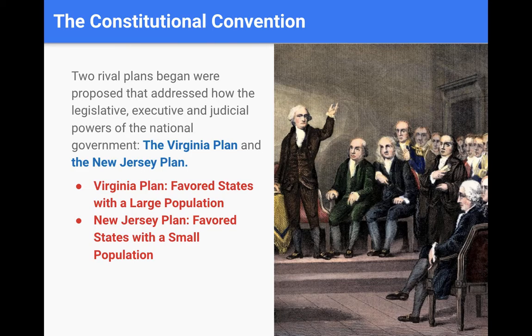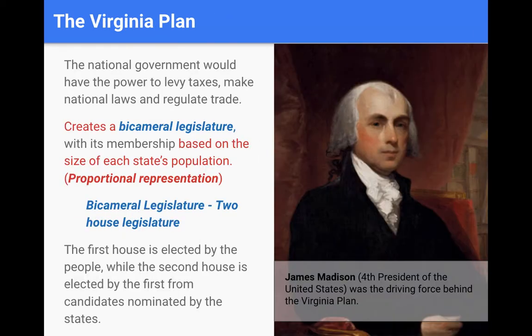You have the Virginia plan and the New Jersey plan. The Virginia plan was obviously created by Virginia, and it favored states that had a large population. So the bigger the population, the more benefits you're going to have, where the New Jersey plan favored states with a smaller population, because at the time New Jersey didn't have that large of a population. Both of these plans get proposed. We're going to take a look at those specifically a little bit more in class, but here's an overview of some of the things that get created as a result of that.